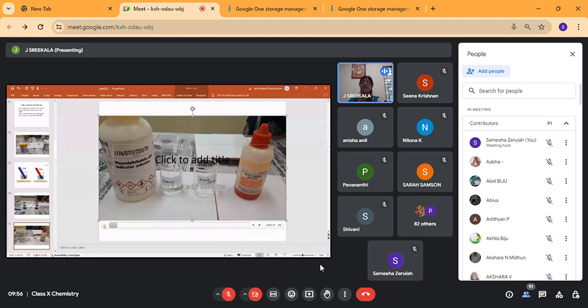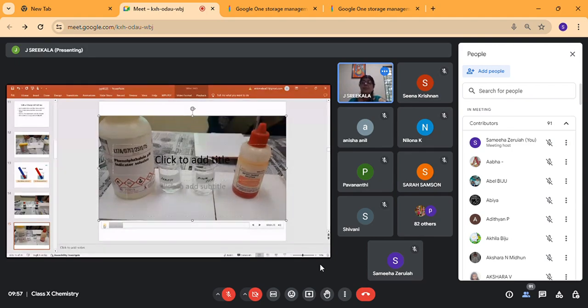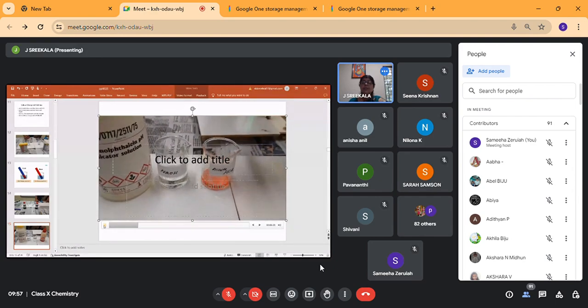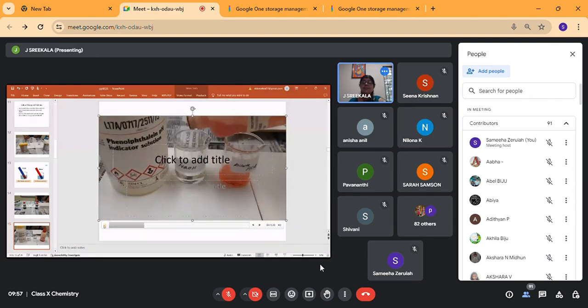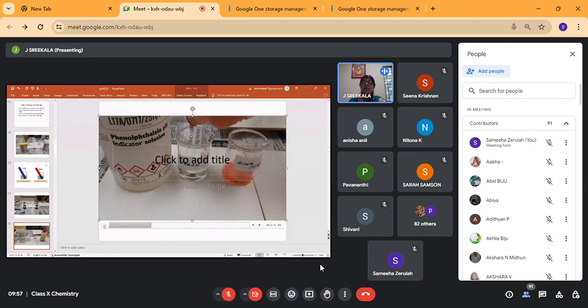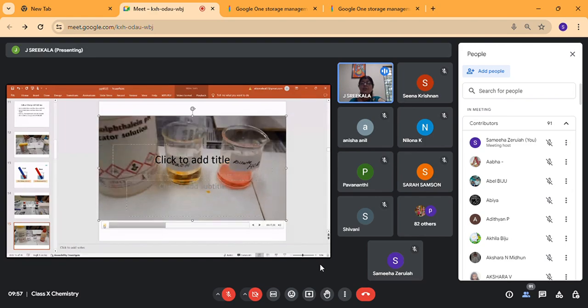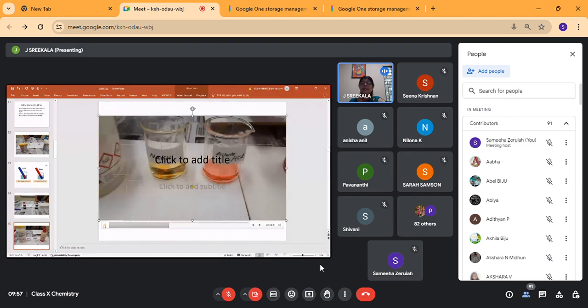See it once again. Methyl orange with acid, orange color; with the base, yellow color. Okay. Next, with the phenolphthalein, we will see what is the color change.